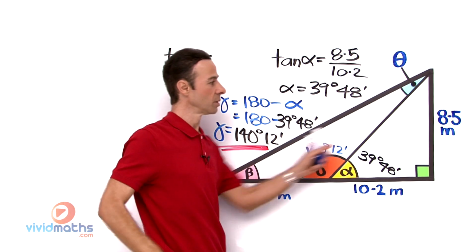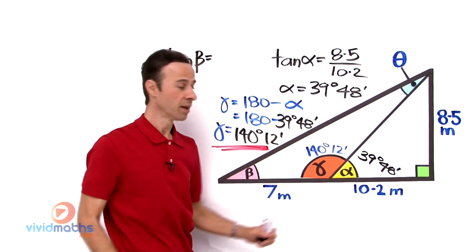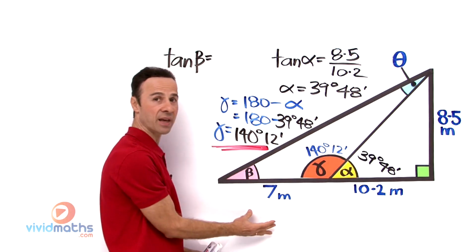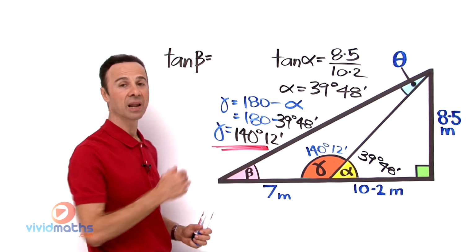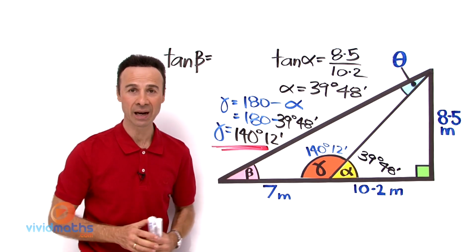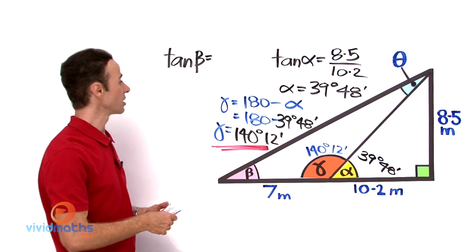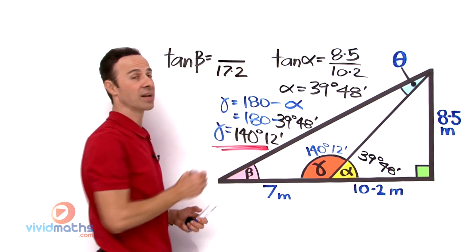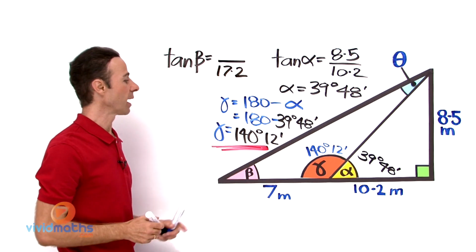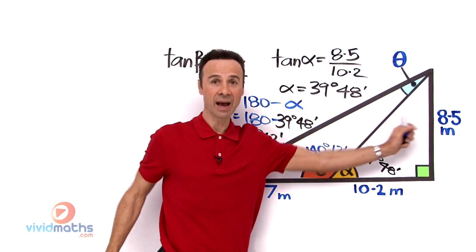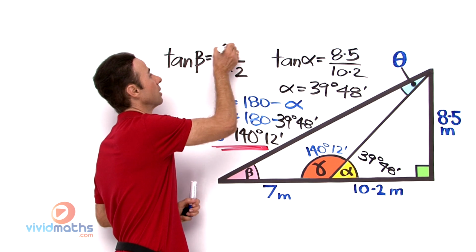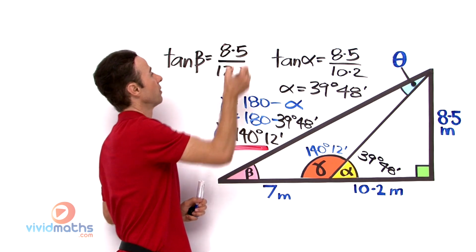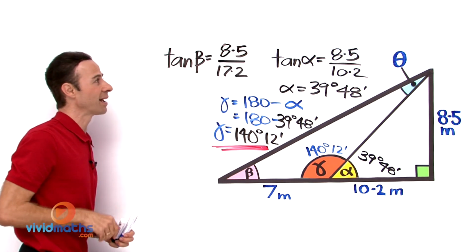well, opposite, which is 8.5, and adjacent is actually that length plus that length together. So that's 7 plus 10.2. Together they add up to 17.2. So let's put that in. So that's going to be over 17.2, and that's the adjacent down the bottom. And opposite right in front, of course, is the 8.5. Let's put that in. Okay, let's put that in the calculator.